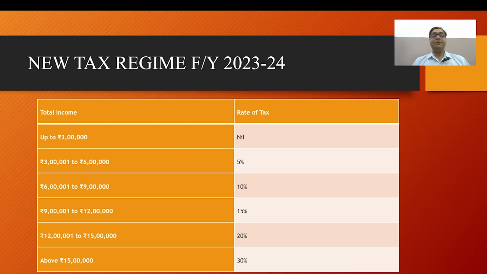The next tax regime is for financial year 2023-24: up to 3 lakh rupees is nil, 3 lakh 1 rupee to 6 lakh rupees is 5%, 6 lakh rupees to 9 lakh rupees is 10%, 9 lakh rupees to 12 lakh rupees is 15%, 12 lakh to 15 lakh rupees is 20%, and above 15 lakh is 30%.